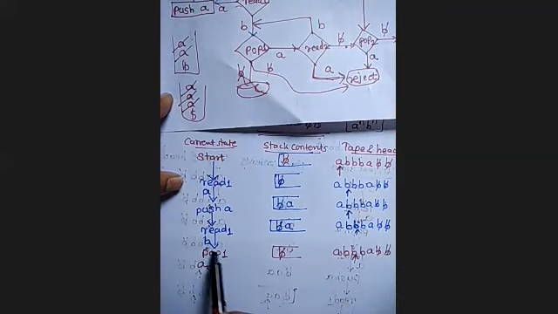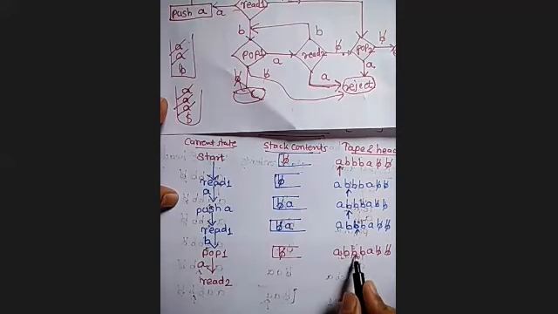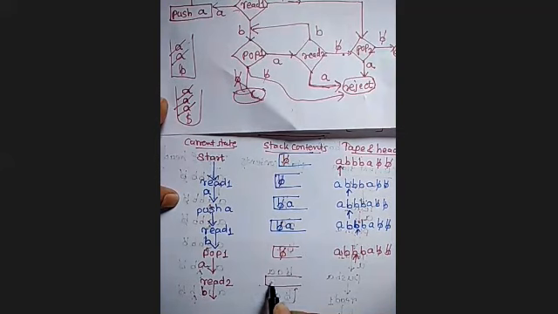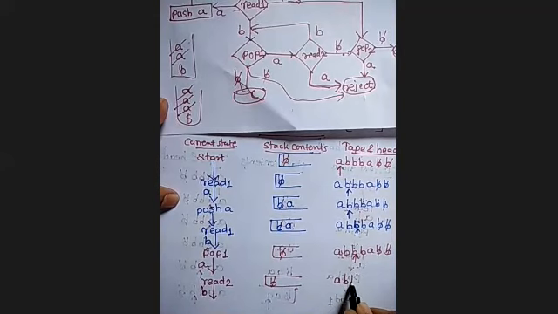After pop one, where are we going? After pop one, the next state is read two. So which character will read two read? Read two will read B. Stack still contains the blank character only. And after reading the second B, the pointer will point to the third B.